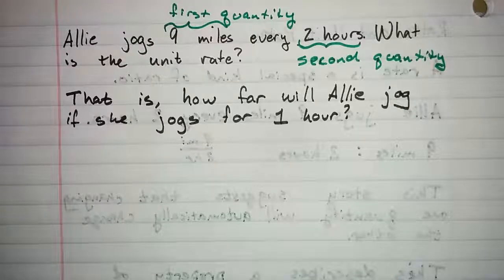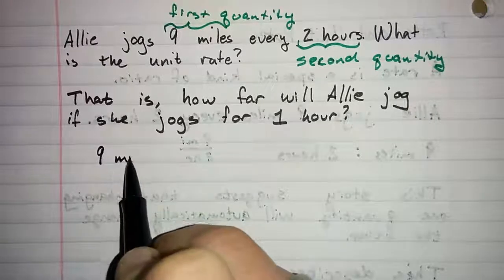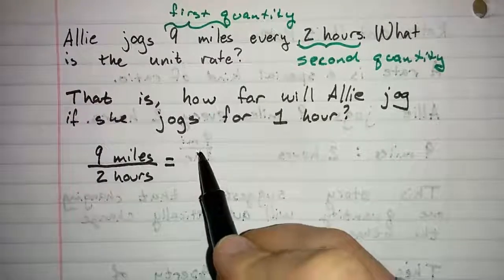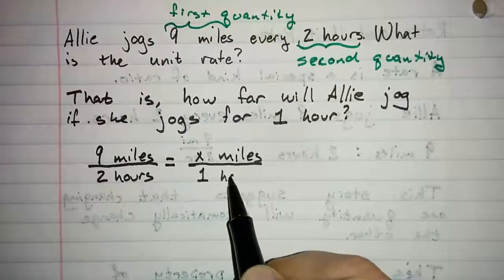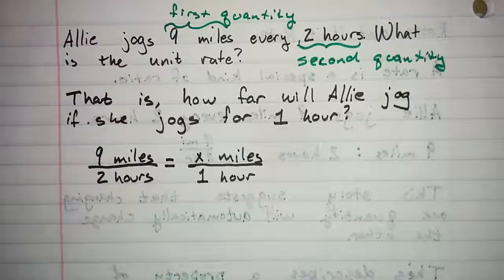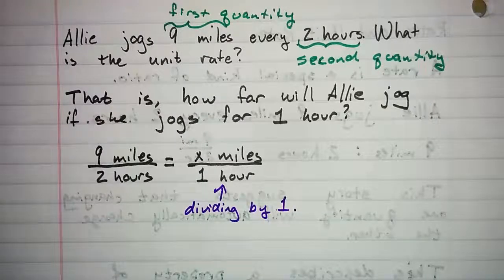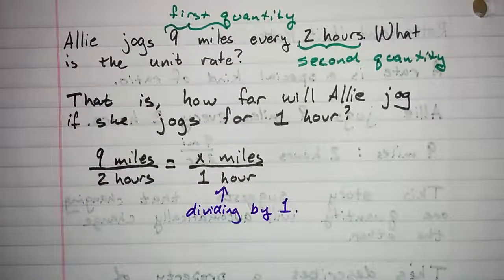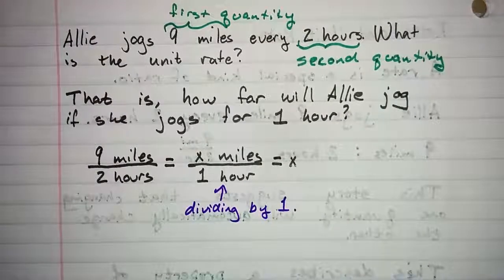Now it might occur to us to use a proportion to solve this problem. It might occur to us to say 9 miles over 2 hours equals X miles over 1 hour. But you know what? Looking at this, you know what I see? I see that I'm dividing my X by 1. So instead of bothering with this and thinking about this as a proportion, I'm going to say, I don't need to work this hard. This is X.